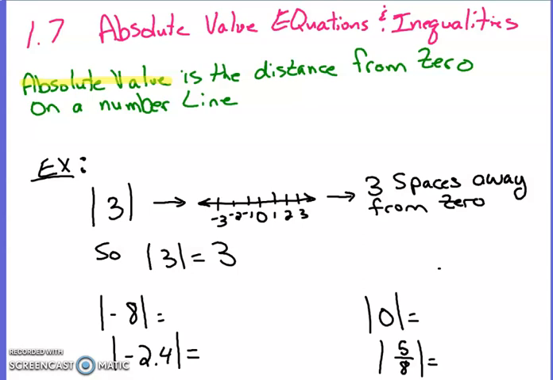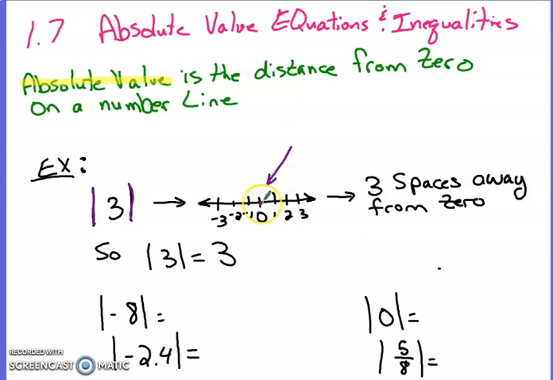This is 1-7, absolute value equations and absolute value inequalities. Just as a reminder, the definition of absolute value is the distance from zero on a number line. So just this first example, just to remind you, the absolute value of 3 on a number line. So here's what a number line looks like.